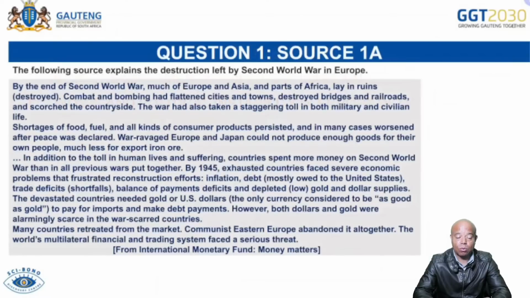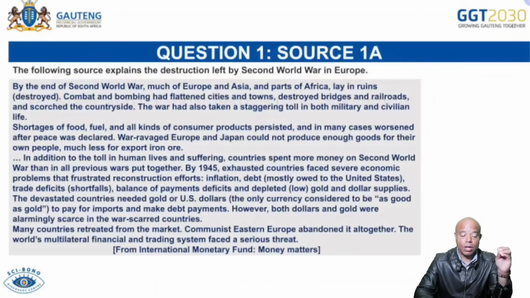By the end of the Second World War, much of Europe and Asia and parts of Africa lay in ruins, destroyed by combat, bombed and flattened cities and towns, destroyed bridges and railways, and scorched countryside. The war had also taken a staggering toll on both military and civilian lives. A shortage of food, fuel, and all kinds of consumer products persisted, and in many cases, take note, worsened after peace was declared. War-ravaged Europe and Japan could not produce enough goods for their own people, much less for export.